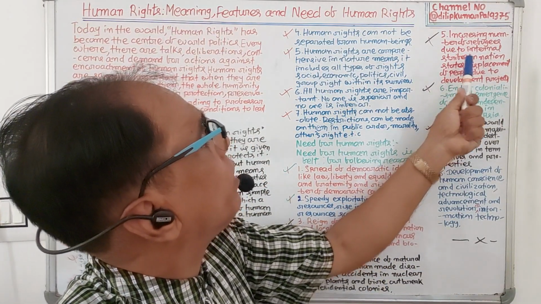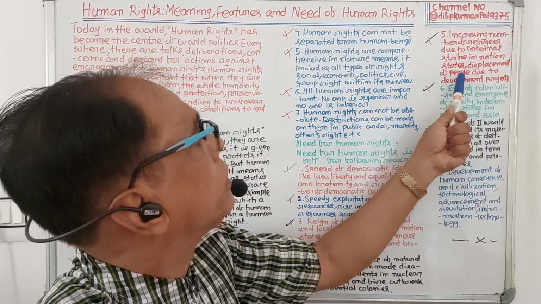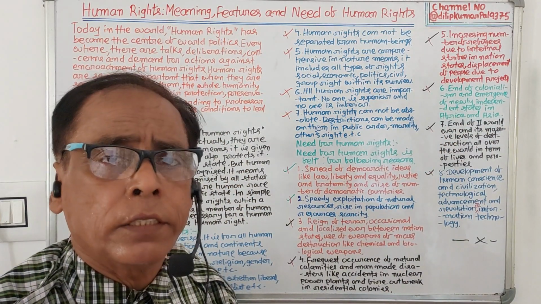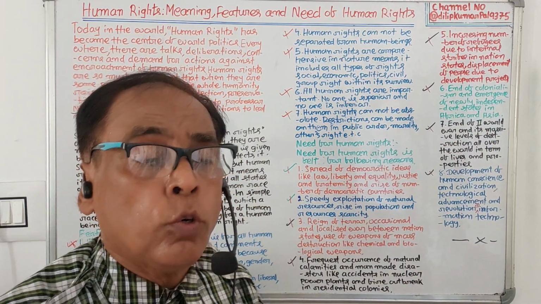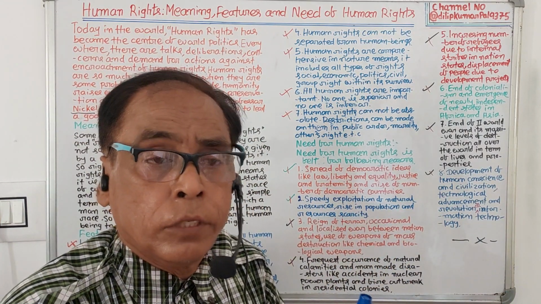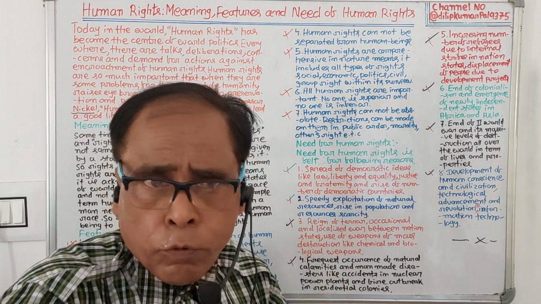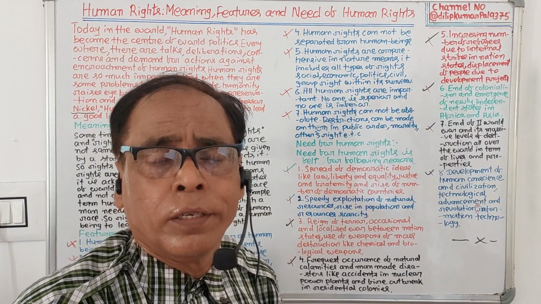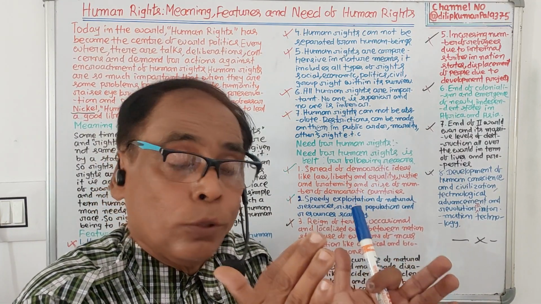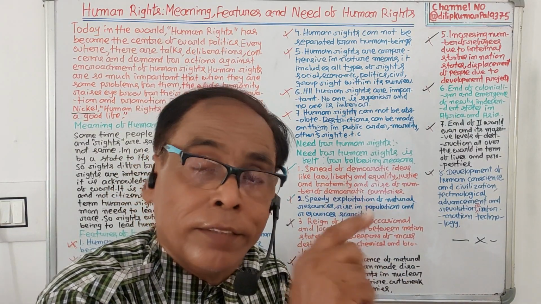Five, increasing number of refugees due to internal strife in nation states, displacement of people due to development projects. Due to internal wars, due to war between nations, people from one country move to another country in the form of refugees. So to protect refugees, human rights was felt.